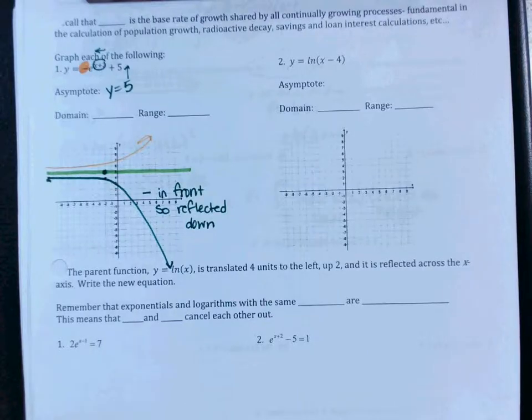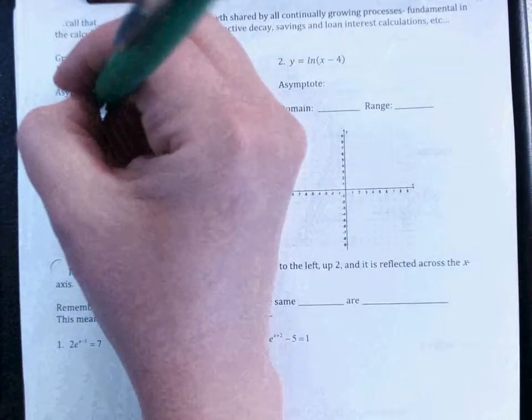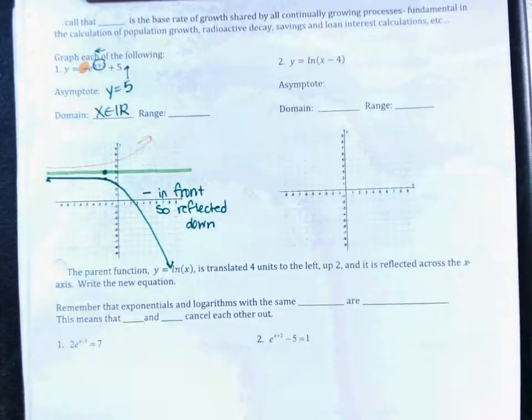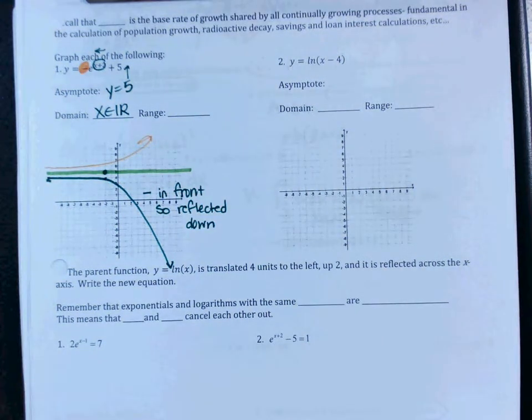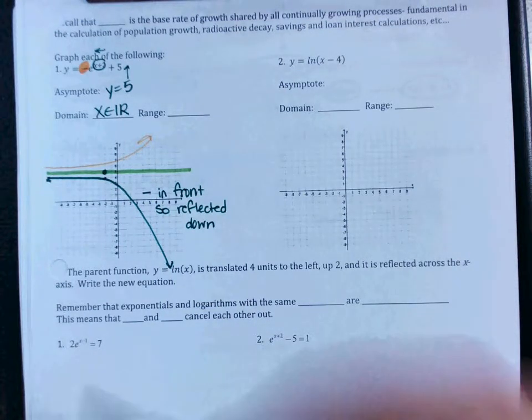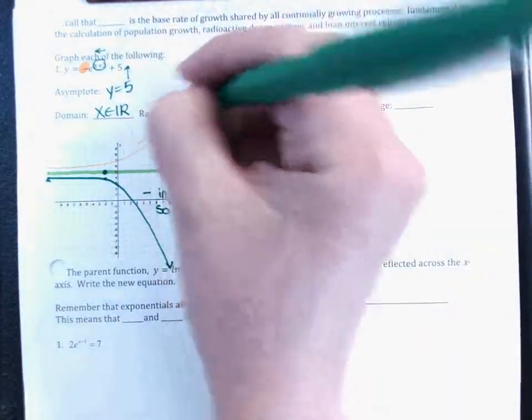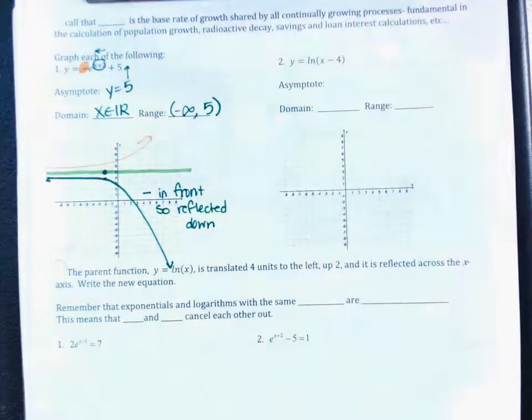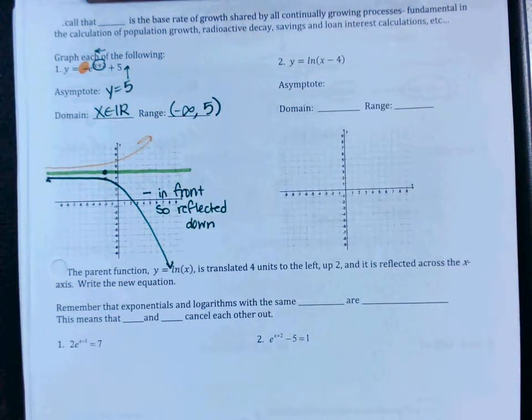Anyway, okay. So your domain would be all real numbers, but then your range is going to be affected by the fact that you flipped it. Instead of being from 5 to infinity up, it's negative infinity to 5. And then remember that negative infinity is always going to come first. Infinity will always come second if it's positive. Negative, it'll come first.